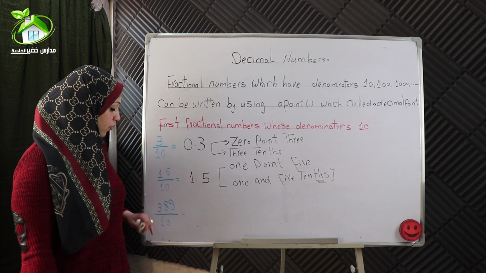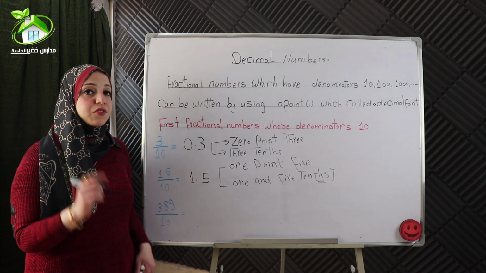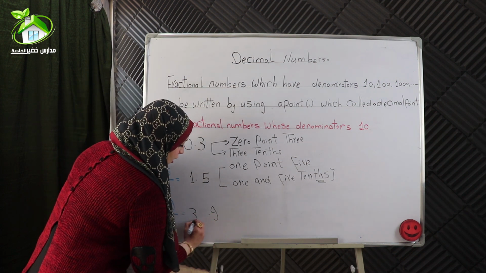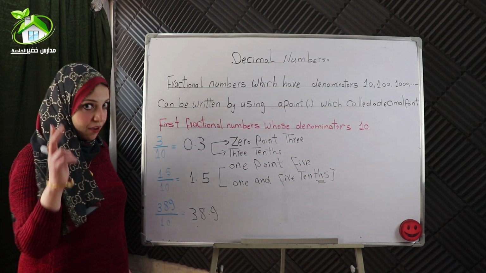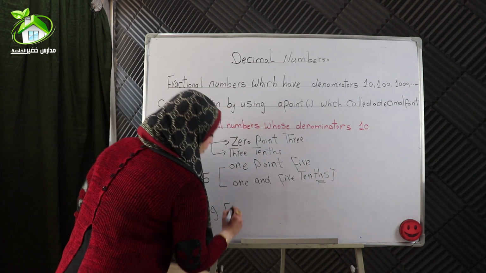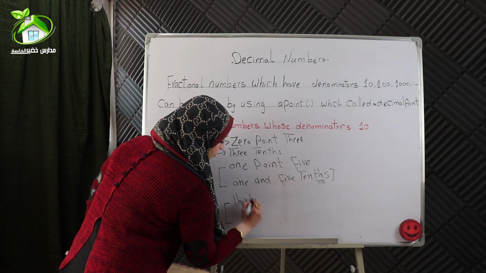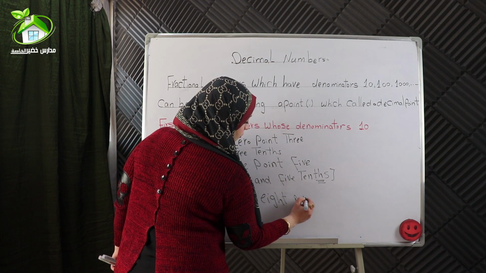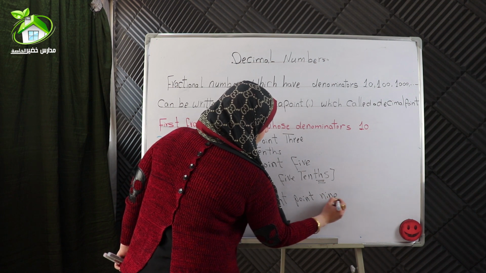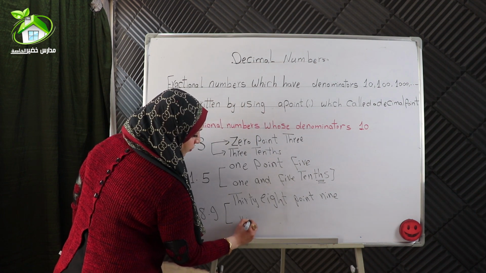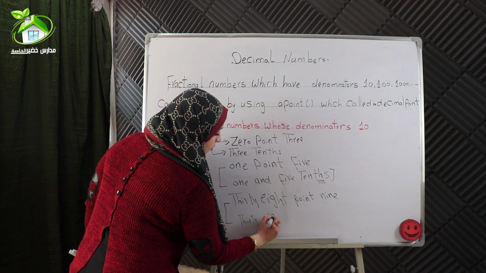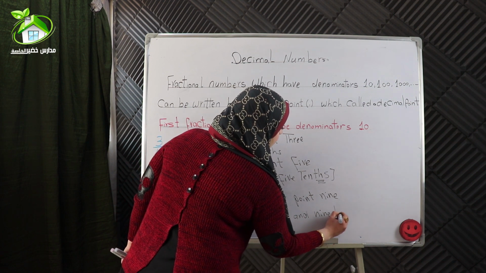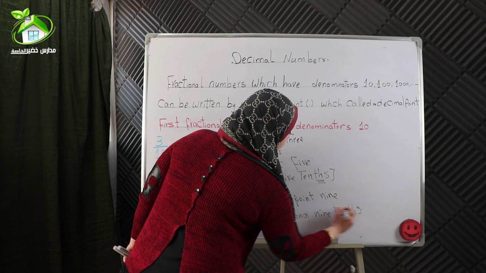The third one, 389 over 10. I convert it into a decimal number by putting the point after only one digit from the right: 9, and I put the point, 38.9. How can I read this number? I have also two methods. The first one, 38.9. The second one, 38 and 9 tenths.